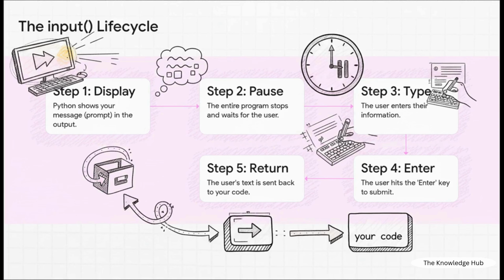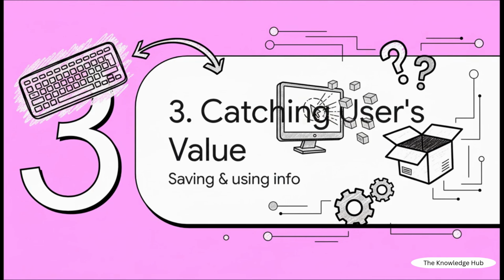Okay, so your program gets to the input line. Step 1, it displays your prompt on the screen. Step 2, boom, silence. The entire program is just frozen in time, waiting for you. Step 3, you, the user, start typing. The program is still waiting. Step 4, you hit Enter. That's the signal. That's the go-ahead. Step 5, the program instantly wakes up, grabs everything you typed, and sends it back to your code as a piece of text.